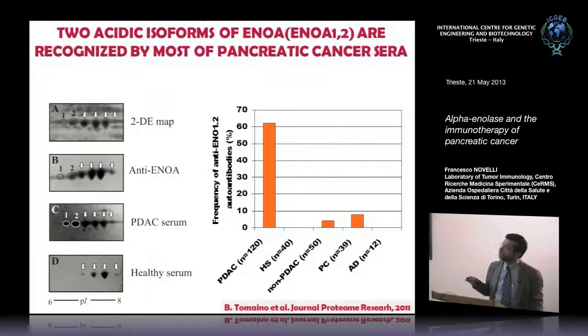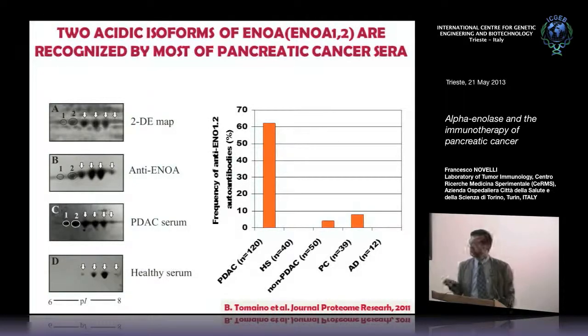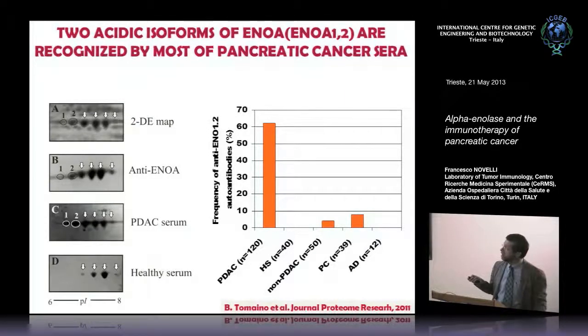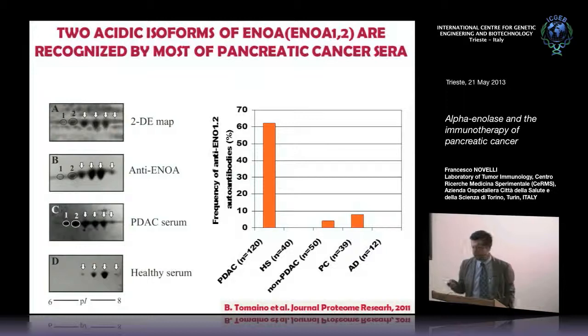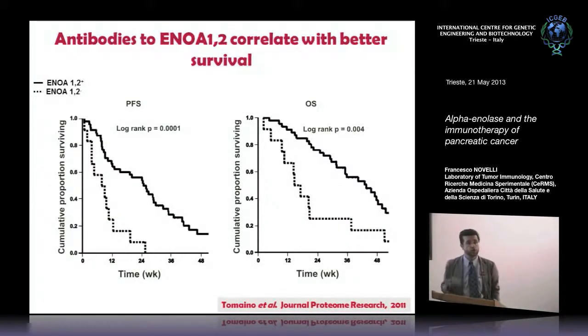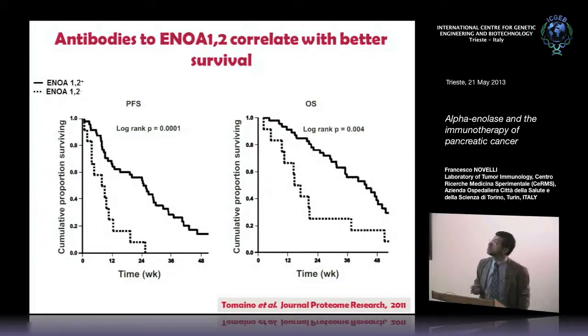And this recognition is very specific because when we looked at 120 PDAC sera, we found that over 60% of patients produce antibodies that recognize these two acidic isoforms. Whereas healthy subjects, non-PDAC tumor patients, chronic pancreatitis patients, or autoimmune disease patients almost do not express this kind of antibody. So it's very specific. And this is very important because through this kind of antibody that recognizes the acidic isoforms of alpha-enolase, we can discriminate between healthy subjects and pancreatic cancer.